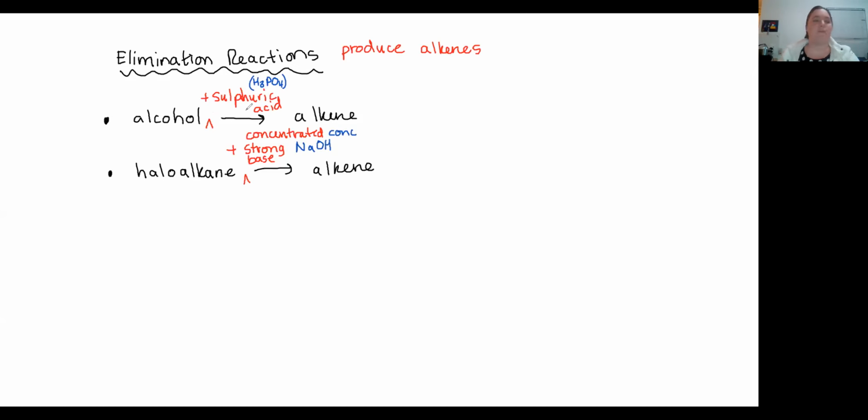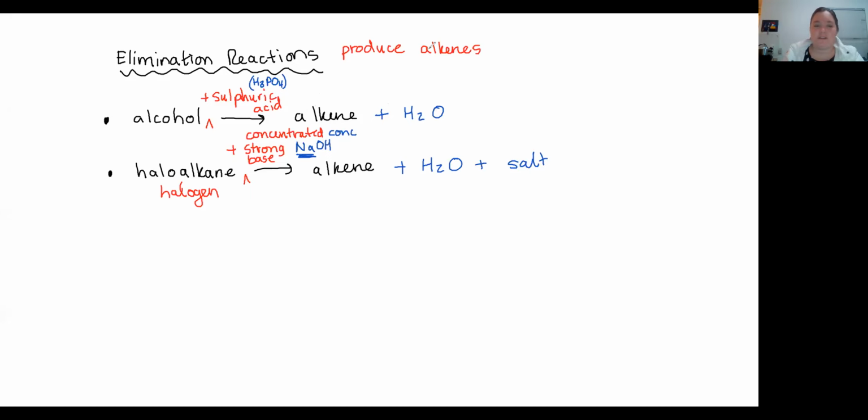Okay, when we produce our alkene, we are also going to end up producing water over here. And when we have our haloalkane reacting with our strong base, we also produce water and we produce a salt. Now, the identity of this salt is going to depend on what halogen we had as part of our haloalkane, as well as which of the group 1 metals you used in your base. So it's usually sodium, lithium, or potassium.